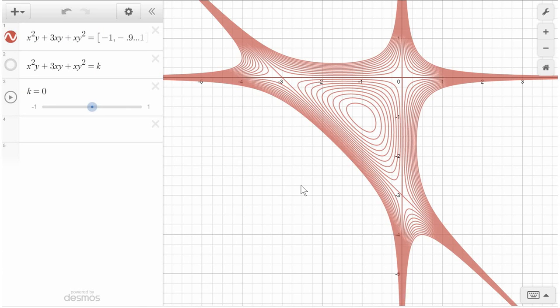I've switched over to Desmos.com, the online calculator, and typed in the formula for our function right here, along with, to get some level curves, I've put into square brackets negative 1, comma, negative 0.9, then dot, dot, dot, then a 1, and then a right square bracket. And so you see a bunch of different level curves here. Unfortunately, they don't show up in different colors. And you can actually see from the crossing lines right there that that's all part of one level curve.